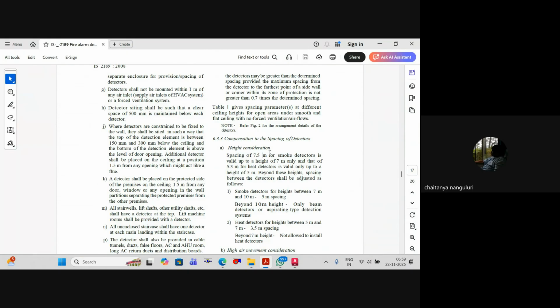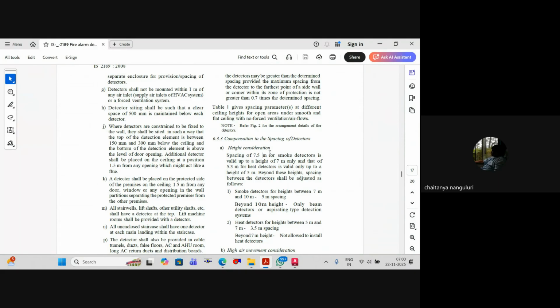There's always an argument with everyone. But what it clearly says is spacing of 7.5 meters for smoke detectors is valid up to a height of 7 meters. That means up to 7 meters height, between two detectors you can have a space of 7.5 meters, right? Sir, this 7.5 meter is radius, right? So now it becomes not the radius, it becomes the distance between two detectors in this particular point. So 7.5 will be the diameter now.